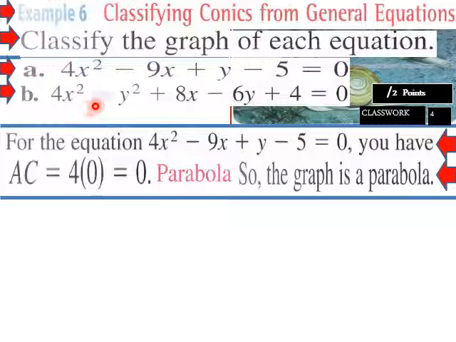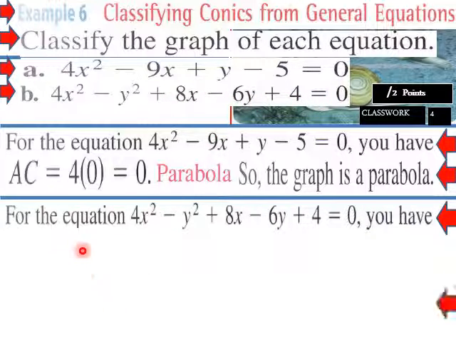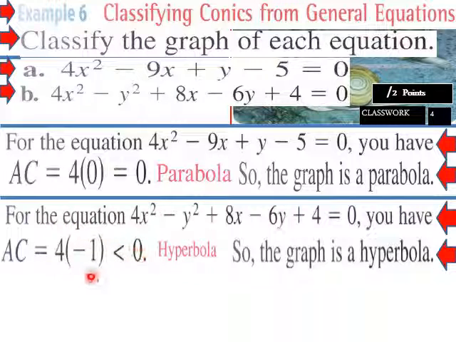And then for B, 4x squared minus y squared plus 8x minus 6y plus 4 equals 0. So this equation here, you have AC is 4 times negative 1. In this case here, AC is negative 4.